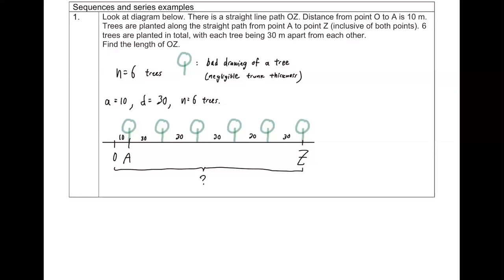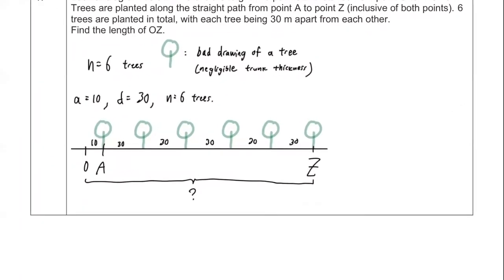Okay, let's take a look at question 1. So here we have a diagram. There is a straight line path OZ. Distance from point O to A is 10 meters. Trees are planted along the straight path from point A to Z inclusive of both points. 6 trees are planted in total, with each tree measuring 30 meters apart from each other. Find the length of OZ.